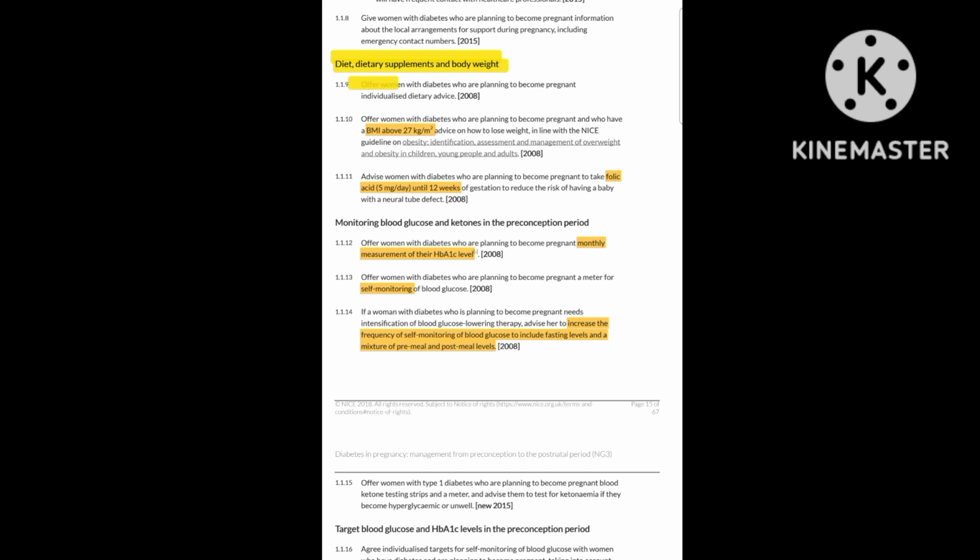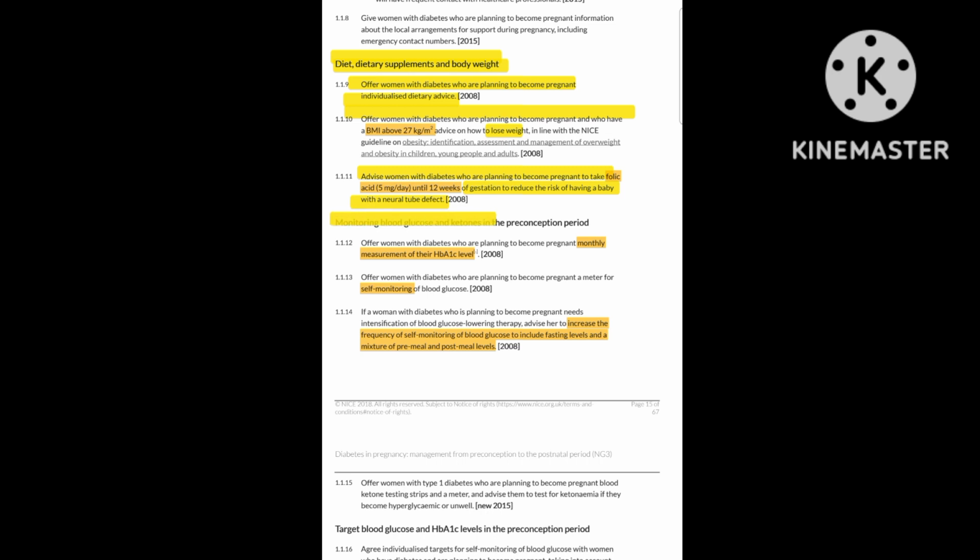Offer women with diabetes who are planning to become pregnant individualized dietary advice. Offer women with diabetes who are planning to become pregnant who have a BMI above 27 kg per meter square advice on how to lose weight in line with the NICE guideline. Advise women with diabetes who are planning to become pregnant to take folic acid 5 mg per day until 12 weeks of gestation to reduce the risk of having a baby with a neural tube defect.